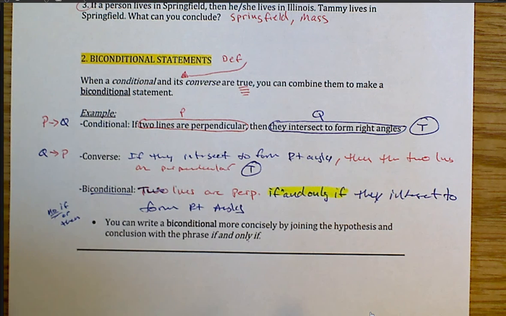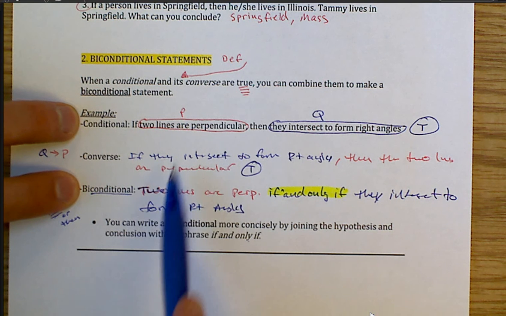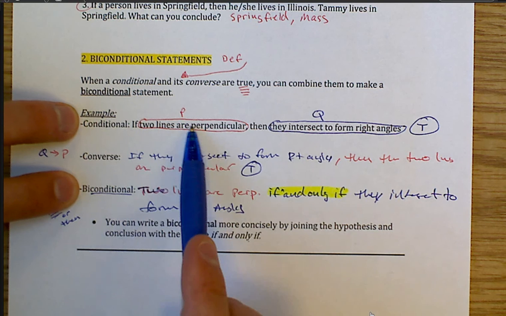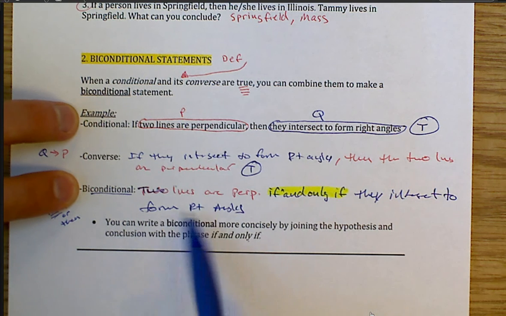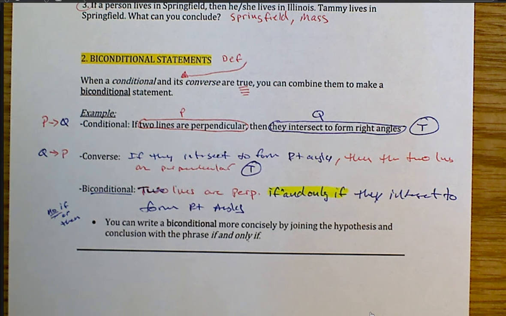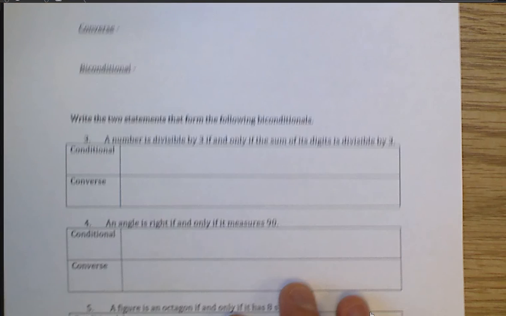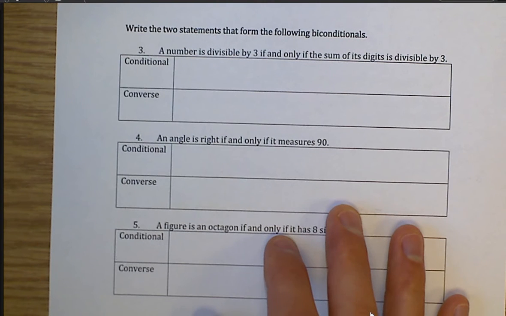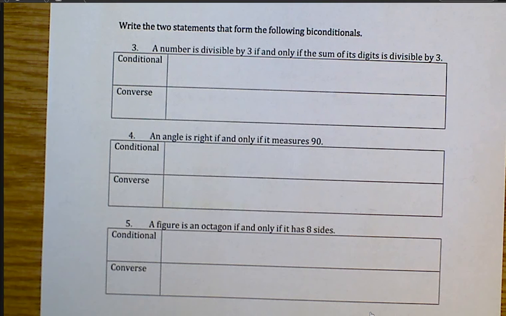So basically, if you look at these two, the conditional and the biconditional, it's the same thing. Two lines are perpendicular. Two lines are perpendicular. Then they intersect to form right angles. They intersect to form right angles. You just put if and only if in the middle. That's how you write a biconditional. Just make sure your conditional and converse are both true. All right? On the back, we have some practice ones here to try. So go ahead and hit pause and try number one and see if you can do that.